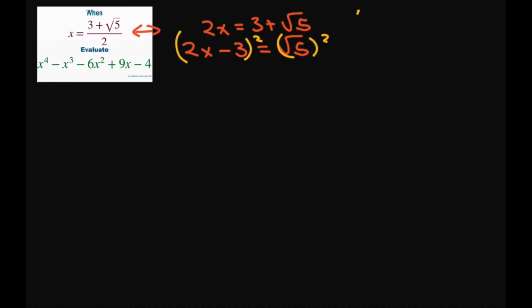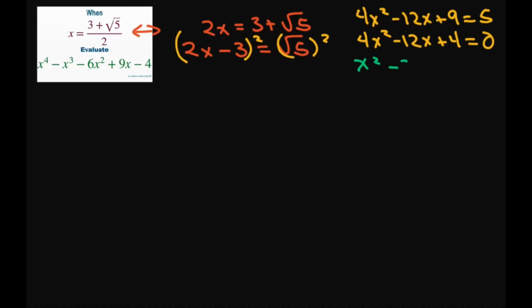and that's going to give me 4x squared minus 12x plus 9 equals 5. Or we can write 4x squared minus 12x and subtract the 5, get plus 4 equals 0. If you divide each term by 4, this gives you x squared minus 3x plus 1 equals 0. Now I'm going to divide this polynomial by this right here.